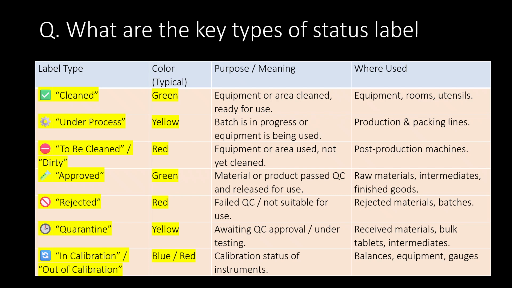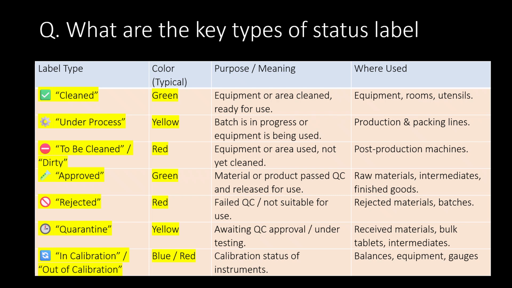Very commonly asked question, what are the key types of status label? First, clean label. Typical color is green. It indicates equipment or area is cleaned and ready for use. Second, under process label. Typical color yellow. This indicates batch is in progress or equipment is being used.